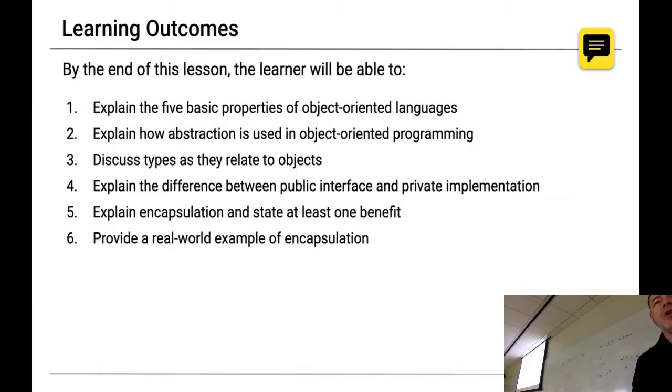Okay, so when we talk about objects, there's a lot going on with objects in the sense that we have objects and we have instances of objects, which we're going to talk a lot about. So today we're going to focus on understanding the 5 basic properties of object-oriented programming. We're also going to talk about abstraction.